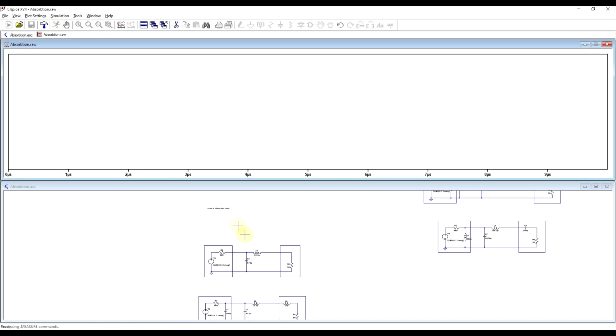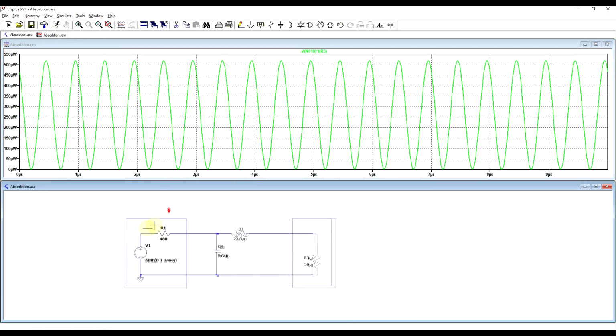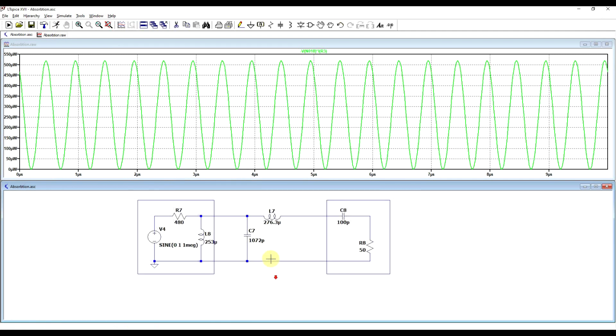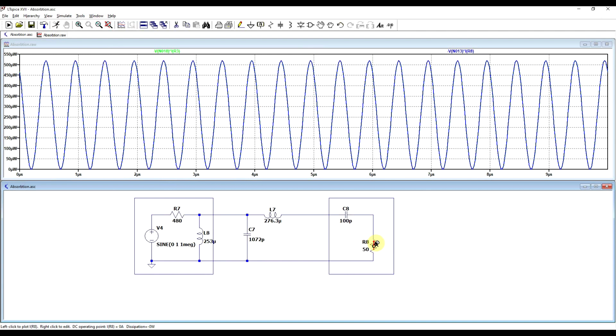So if we now run the simulation, first of all look at the power dissipated in our initial circuit and compare this to what we get in our circuit with the various matching elements. Again, we can see that we get exactly the same amount of power being delivered. So the source and the load are matched.